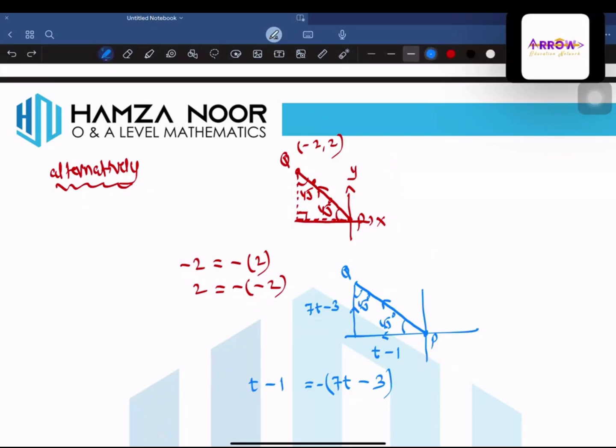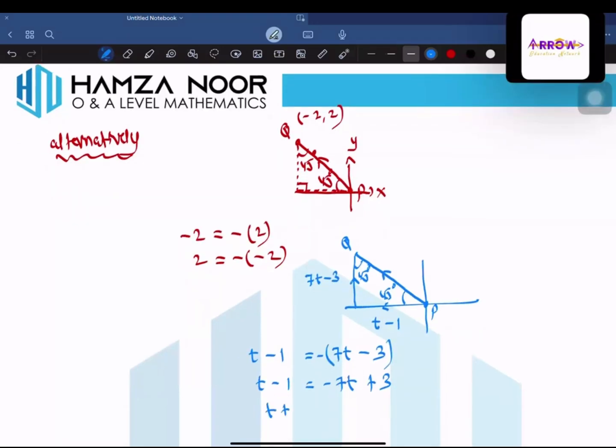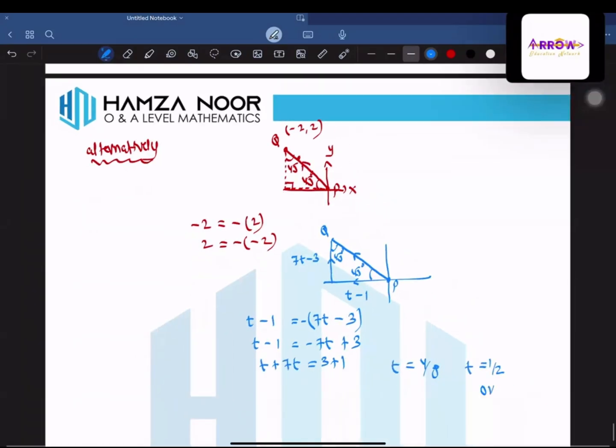And when you solve this equation, you will get t equal to half. So t minus 1 is equal to minus 7t plus 3. Therefore, t plus 7t is equal to 3 plus 1. Therefore, t is equal to 4 divided by 8. t is equal to half. So this was basically an alternative illustration. I hope I have given enough detail for this part C, part 2.